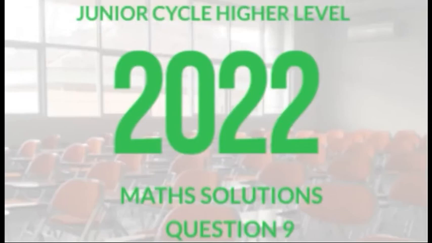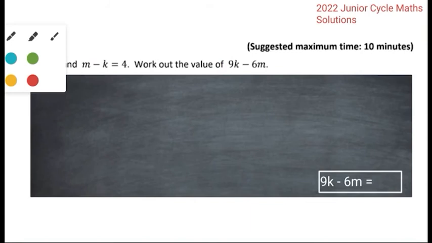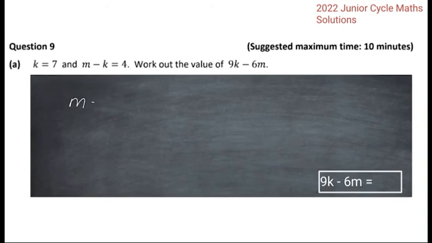We're doing question 9. k is equal to 7. m minus k is equal to 4. Work out the value of 9k minus 3m. So we know k, we do not know m, so let's work it out with simple algebra. So m, replace the k with 7. So m minus k is the same as m minus 7, which is equal to 4. Just bring it across and change the sign. It'll be 4 plus 7, therefore m is equal to 11.